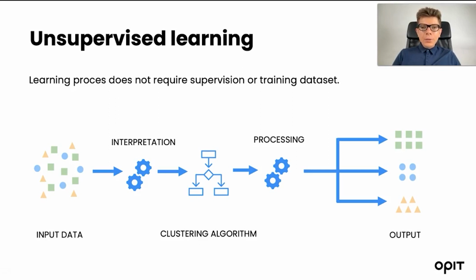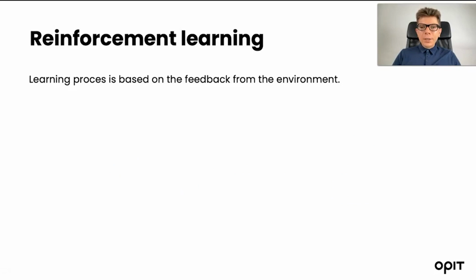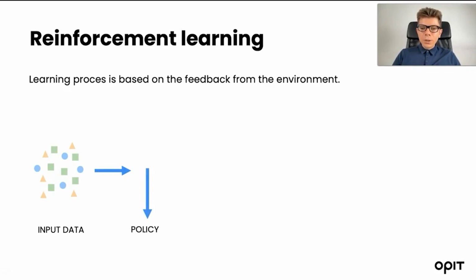Yet another story is with reinforcement learning. In reinforcement learning, the learning process is based on the feedback from the environment. So here again we may have some input data, but it will be then processed in the following way. First, based on some policy, which are the rules according to which the agent, which in this case could be a machine learning model, will operate, define the path it will follow.